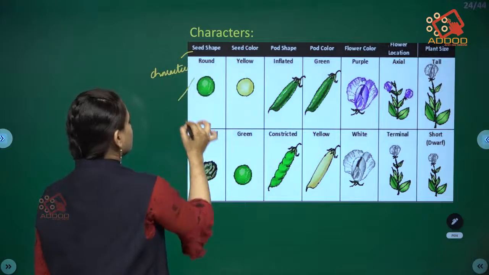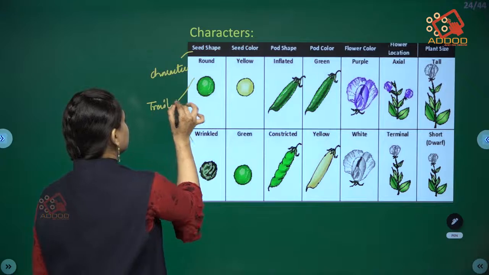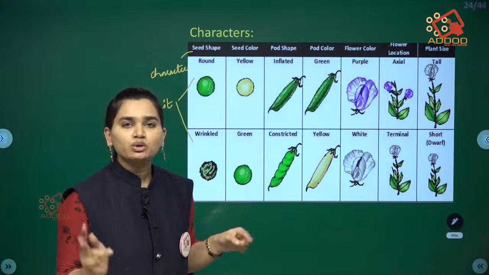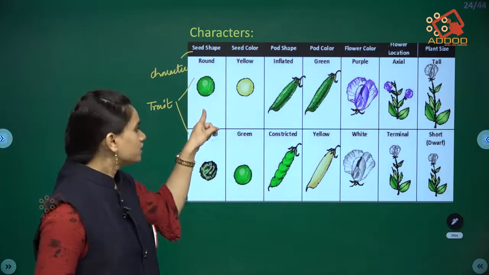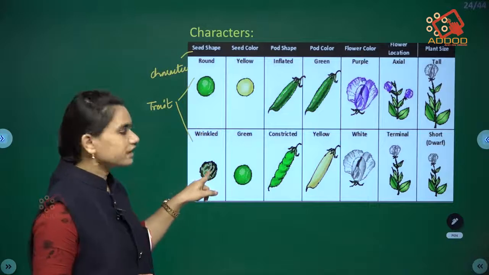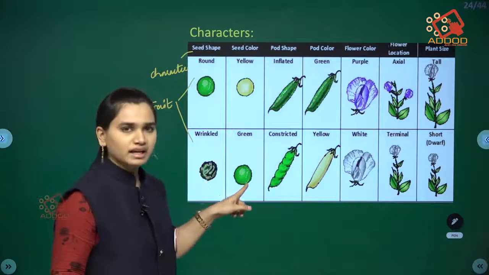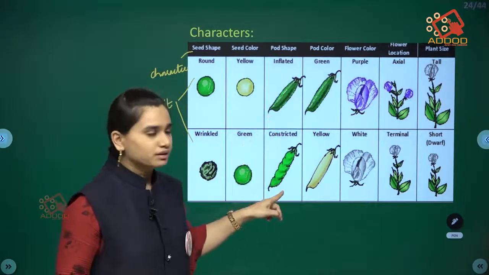Whether it is round or wrinkled, that is a trait. So, each of these characters was having 2 different traits. For seed shape, there were two traits, round and wrinkled. For seed color, there were two traits, yellow or green color. Pod shape, inflated or constricted.